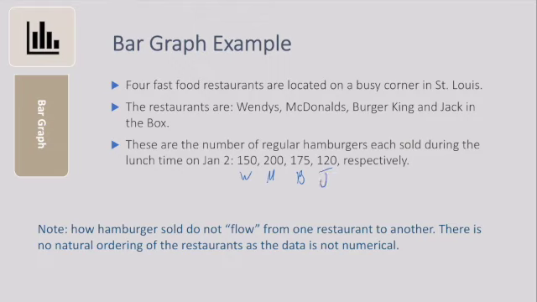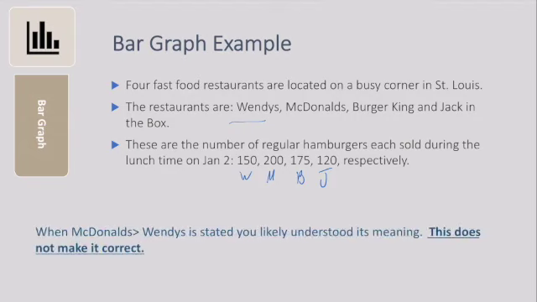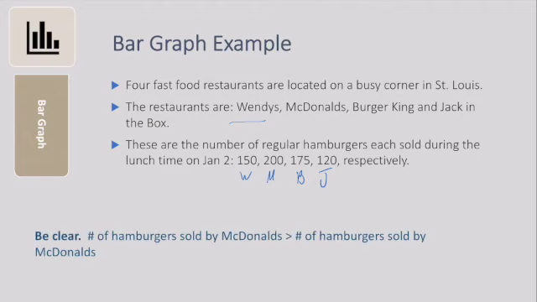Notice how the number of hamburgers sold can't really flow from one to the other. There's no natural ordering of these restaurants, although I'm a big Wendy's fan. But that's because this data is not numerical, right? It's a frequency of something qualitative. So you have to make sure you're clear in your comparison, because we're comparing the number of hamburgers, not whether or not you think Wendy's, McDonald's, Burger King or Jack in the Box is the best.